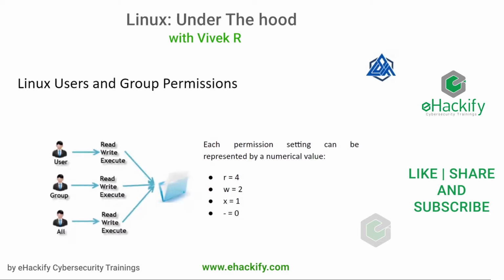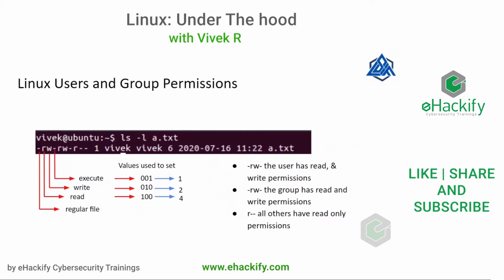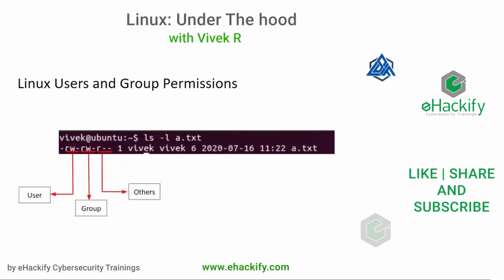Linux users are basically divided into three: user, group, and others. And what is permission? Permission is the right to act on a particular file for a user. Each user will be associated with a set of permissions. We will be seeing more about it. As an example, in this slide we can see a screenshot from my system. I have created a file a.txt, and I have been checking the permissions for a.txt.